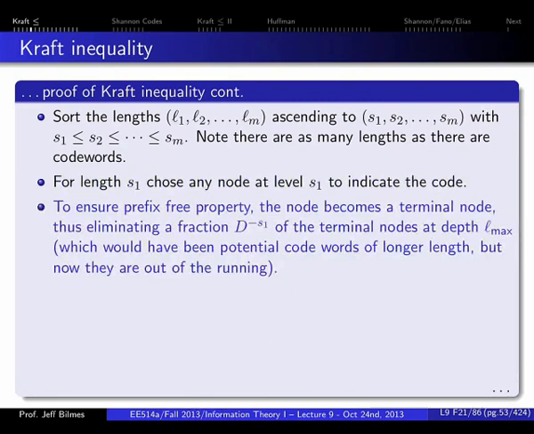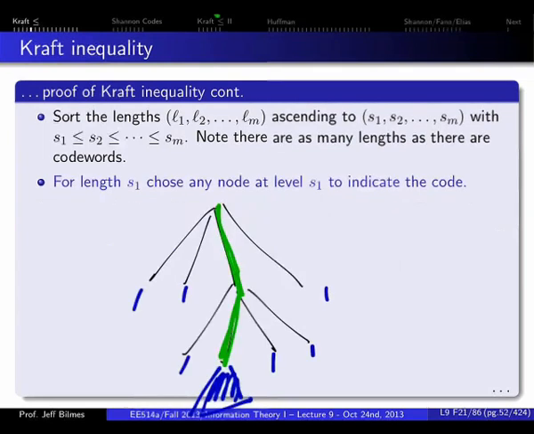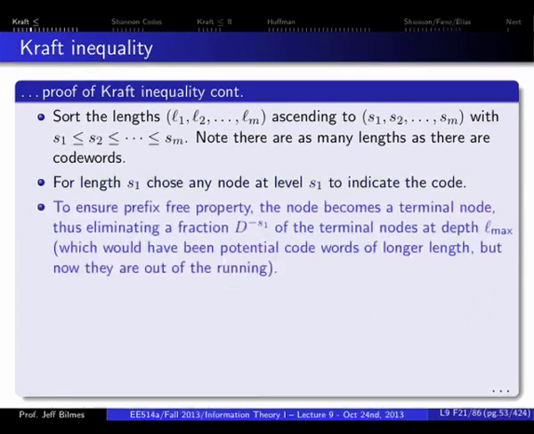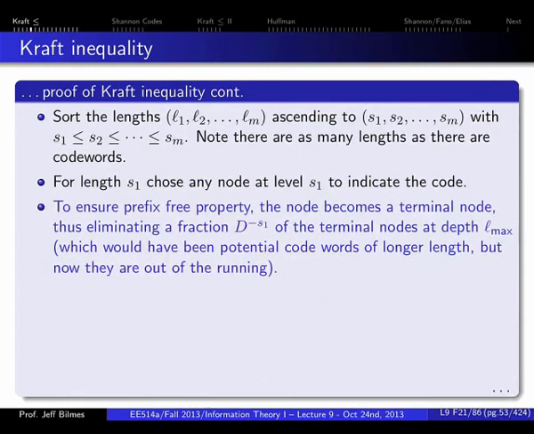So basically, to ensure the prefix property, the node becomes a terminal node. By eliminating it, by saying, okay, there's a code word right here, that becomes a code word. This bit and this bit. And nothing below it can be a code word, to ensure the prefix property. And so thus we've eliminated a fraction of D to the negative l1 of the terminal nodes at depth L max.